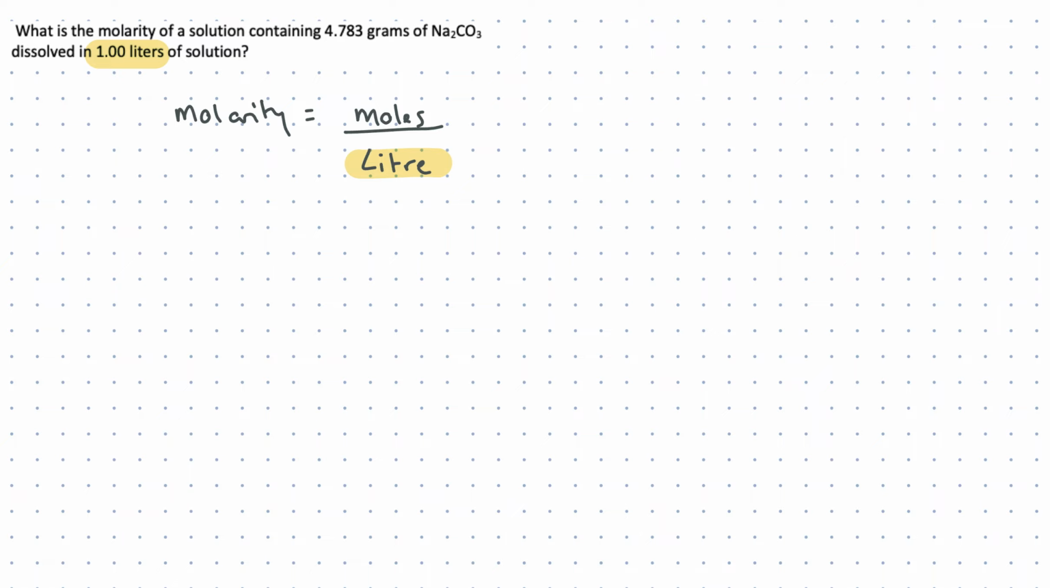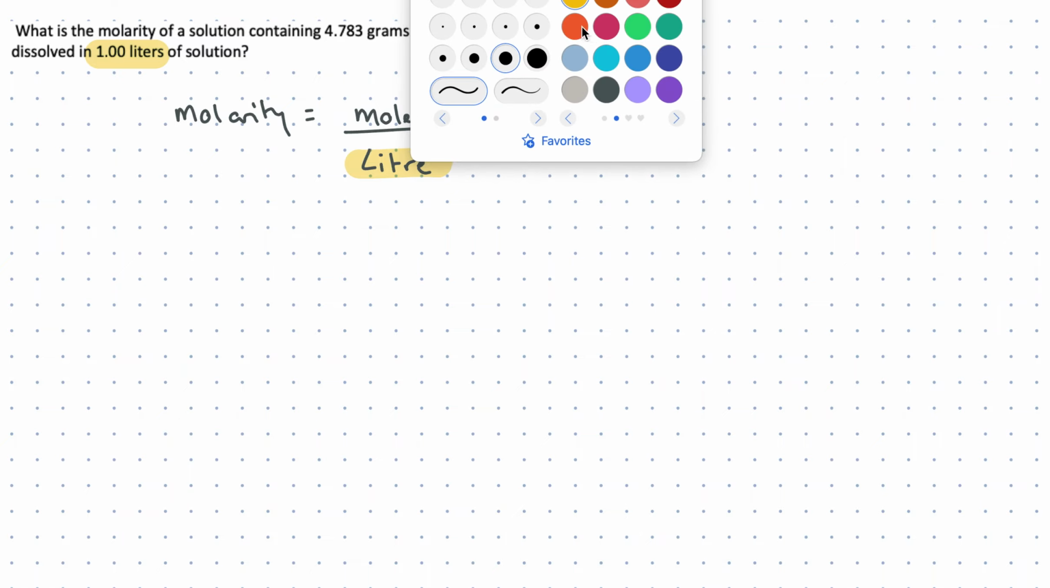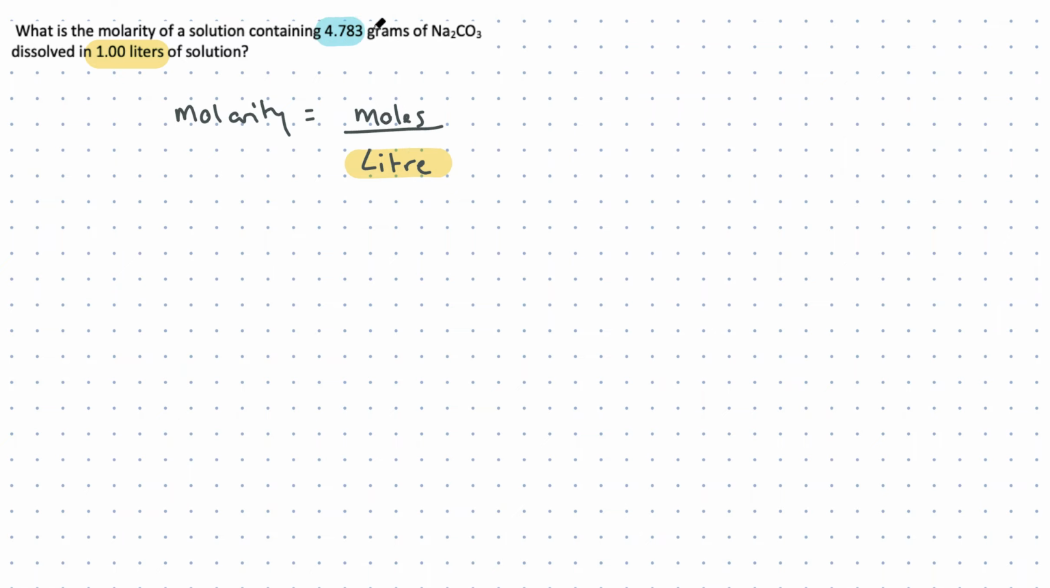I'm not given moles, I'm given the grams. So then my brain needs to think, what is the connection between grams and moles? And you should immediately go to molar mass. So I'm going to look at what I have, which is sodium carbonate, Na2CO3, something you'll be very familiar with from the titrations. That sodium carbonate, we're going to work out the molar mass.